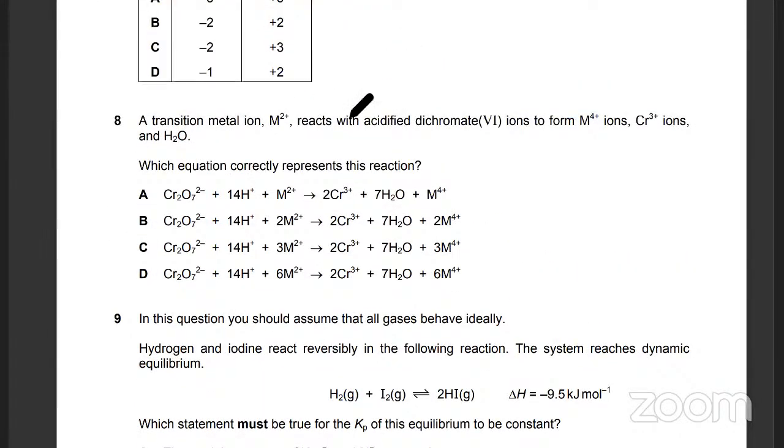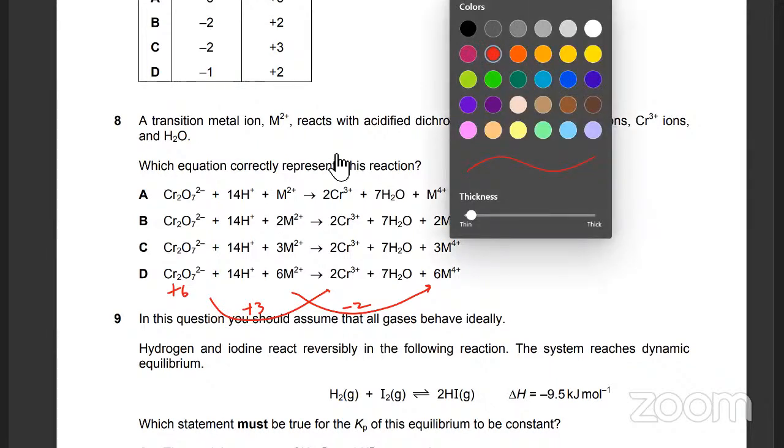As a transition metal ion, dichromate 6 converts M4 plus to Cr3 plus. Which equation represents this reaction? It's a redox reaction, so you would have to balance it accordingly. If I start with the last one, that's a loss of 2 electrons. Cr is plus 6 over here, so that means it's a gain of 3 electrons, right? So I'm going to multiply one of them by 3 and the other one by 2.